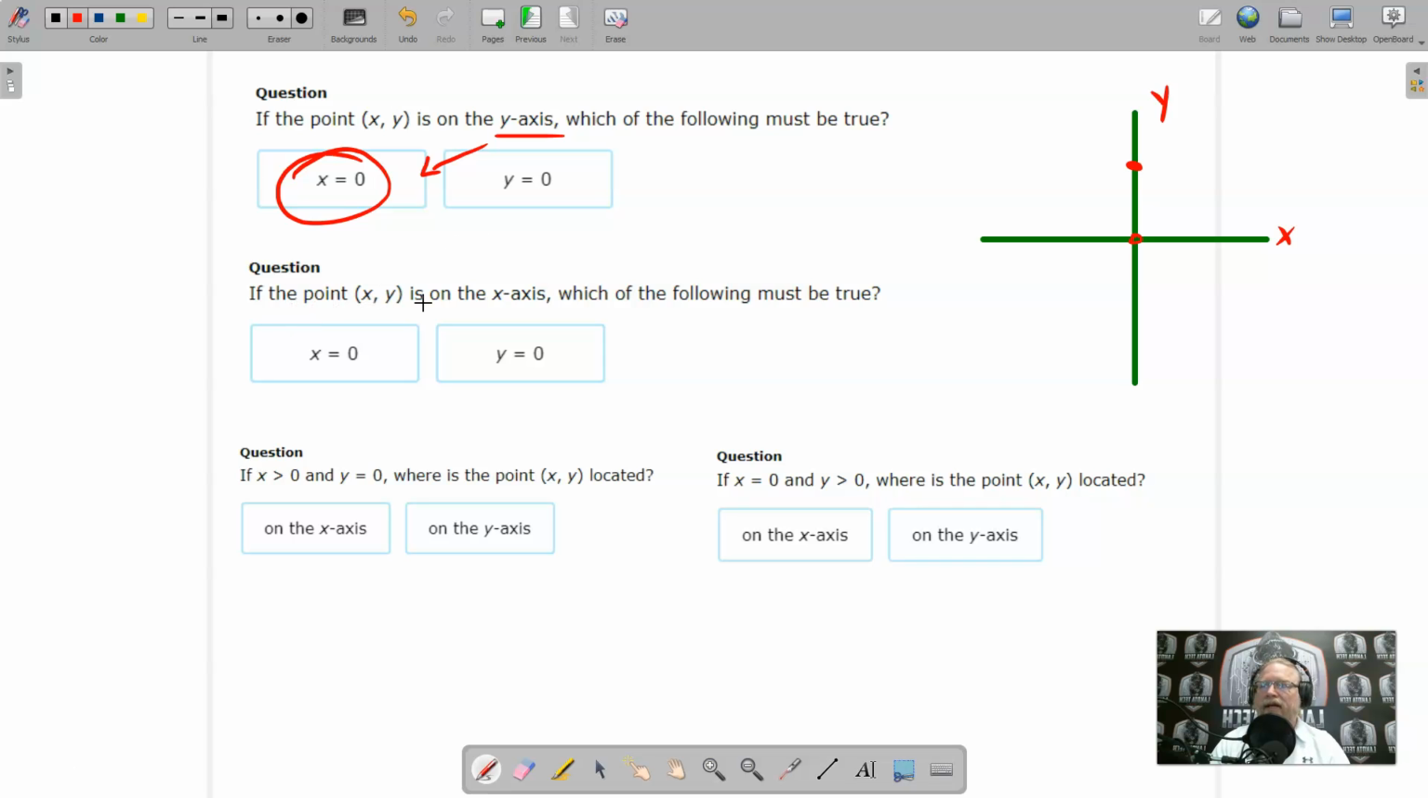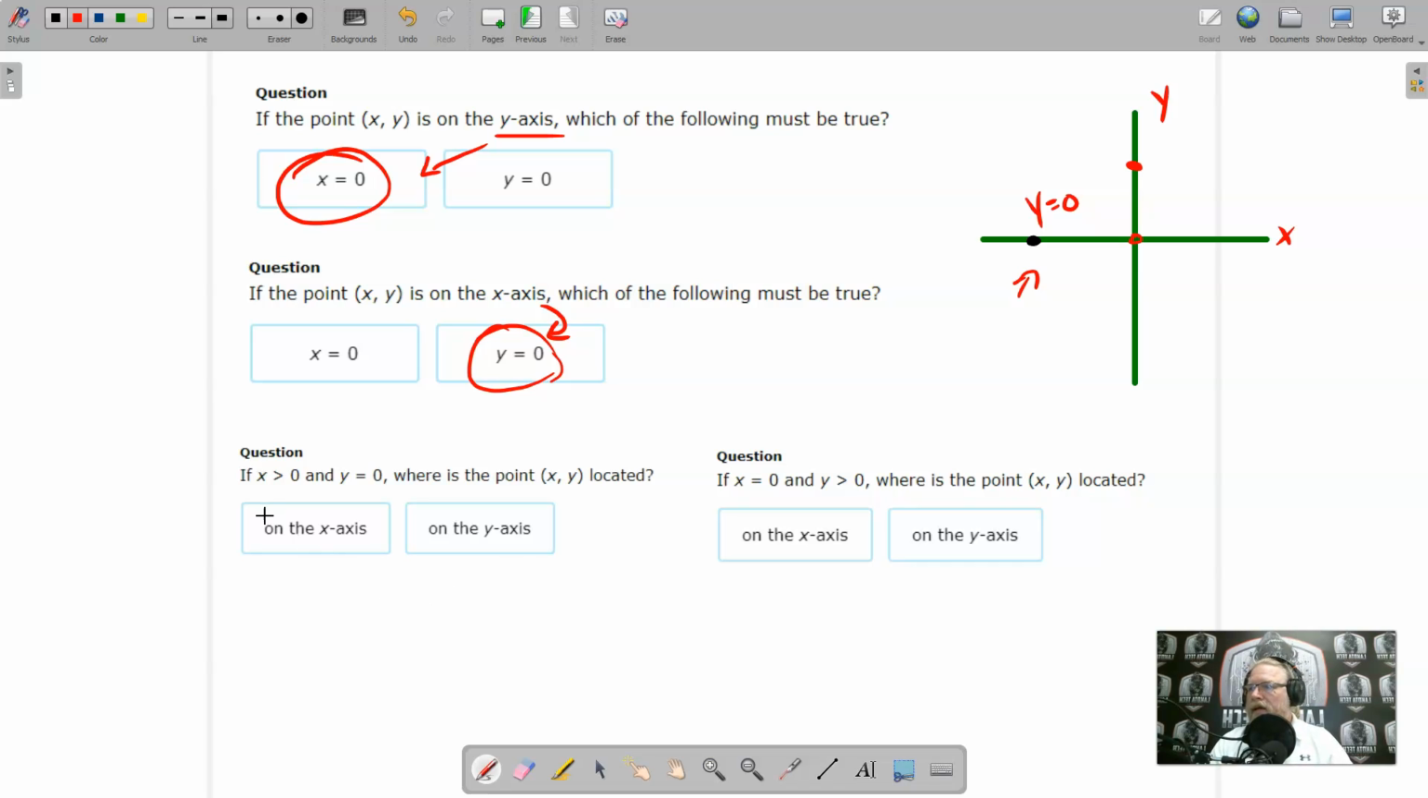Likewise, if the point xy is on the x-axis, which of the following must be true? So let's pick a point. We'll change colors. Let's go with the black dot. Let's just pick a dot, put it on the x-axis. Now, what is the value of y at this point? Well, if y is the up and down, it's neither up nor down. So in this case, y has to equal 0 at this point. So if it is on the x-axis, then indeed the value of y is 0. So it's like the opposite. It's on the y-axis, x is 0. If it's on the x-axis, y is 0.